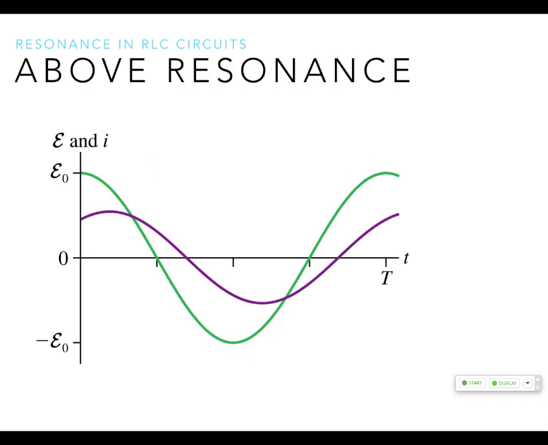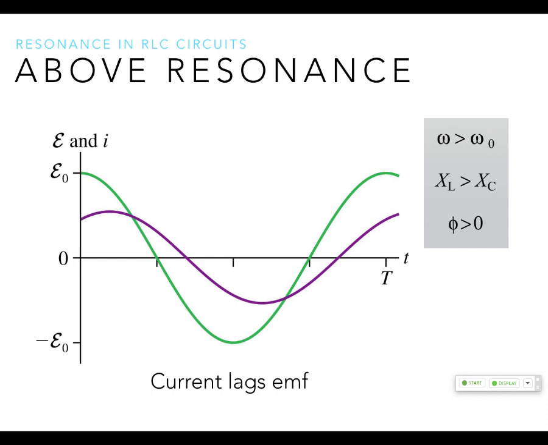Here you could be above resonance. That means omega is greater than your resonant frequency. X sub L is greater than X sub C, and that means angle phi, which is the phase between voltage and current, is going to be greater than 0. That means current lags voltage, okay?